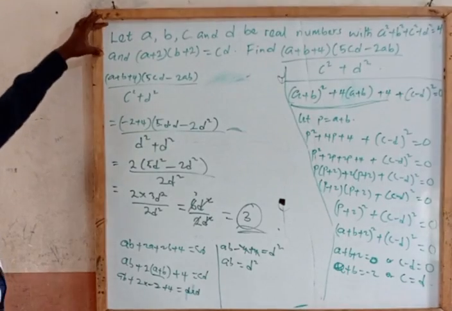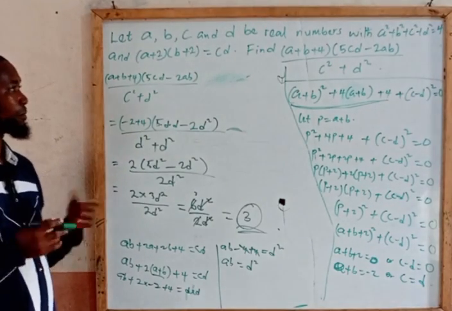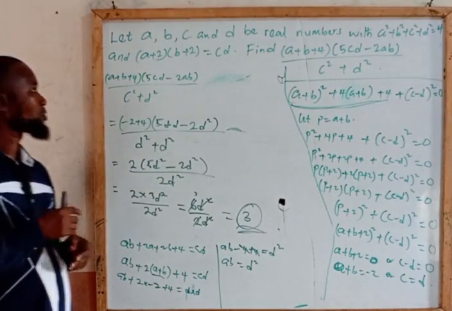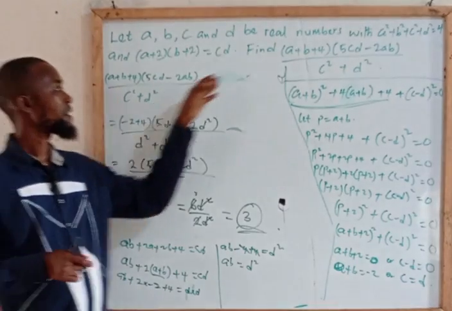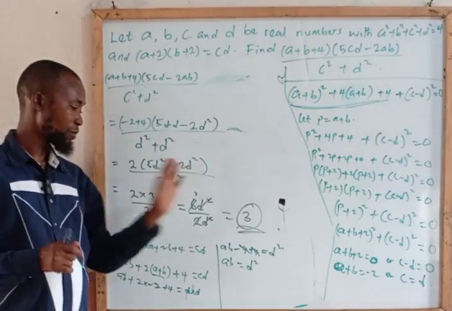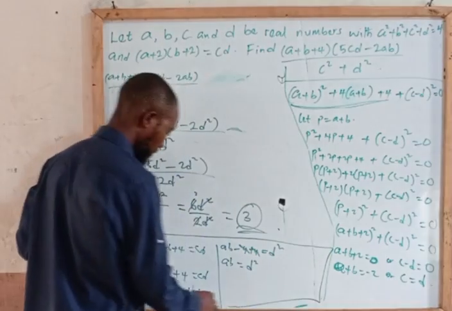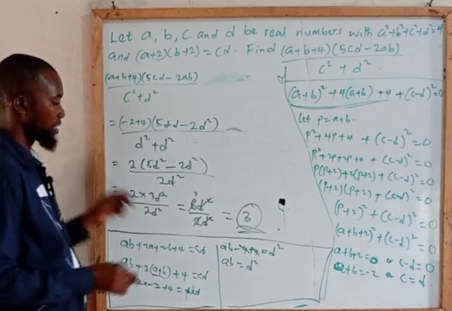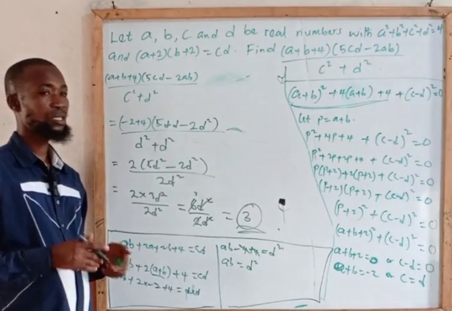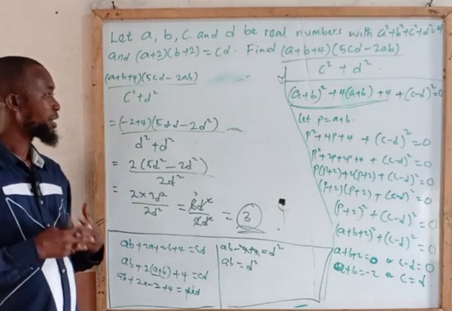So the solution to this question, which states: let A, B, C, and D be real numbers with A squared plus B squared plus C squared plus D squared equal to 4, and A plus B plus C is equal to CD, and finding the value of the expression as we have it here, has the value of 3. Remember, this one is actually not part of the solution, but we only need it in order to be able to continue with what we have to do. So this is just the short solution to this question.